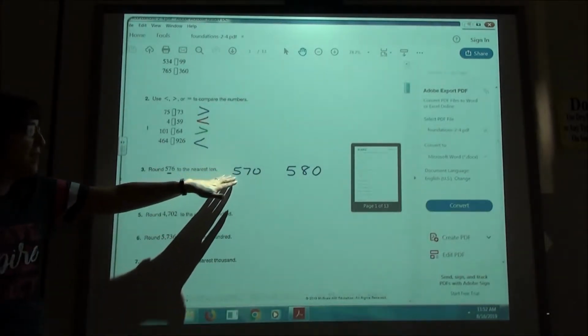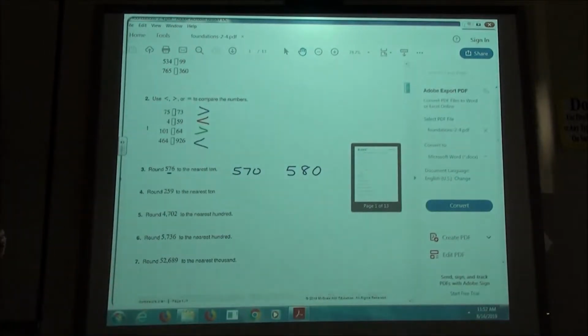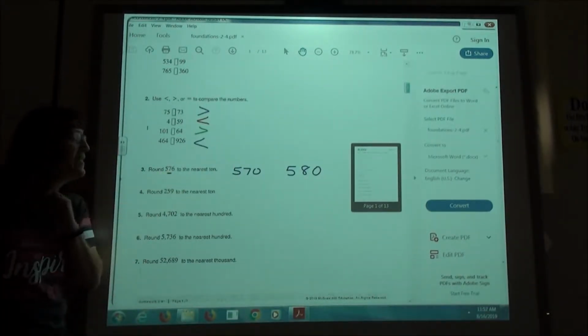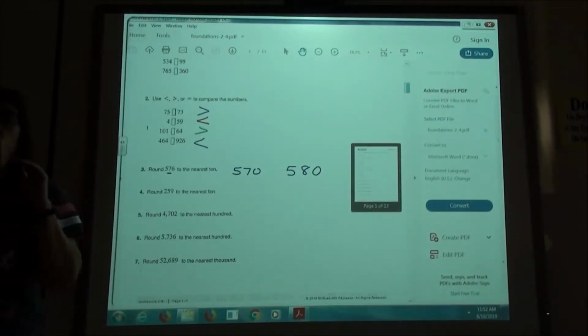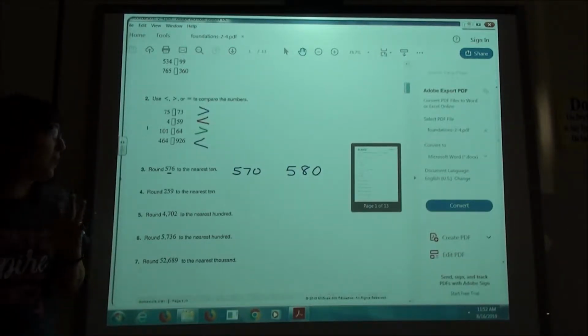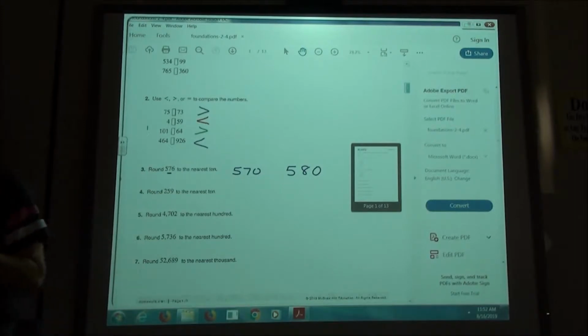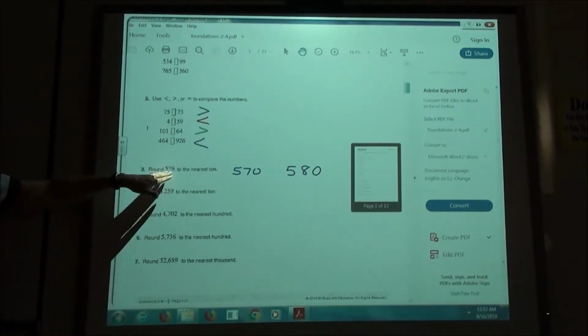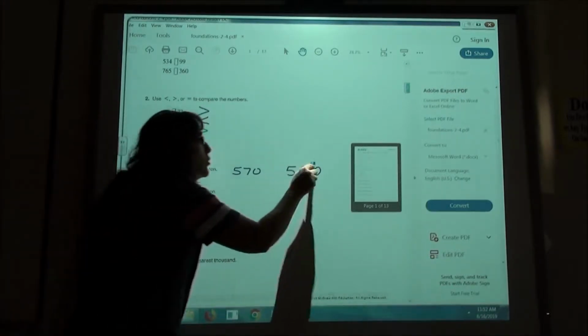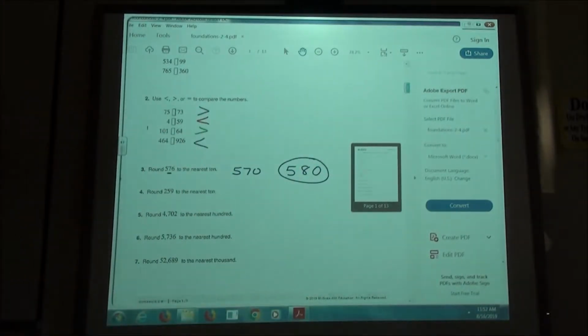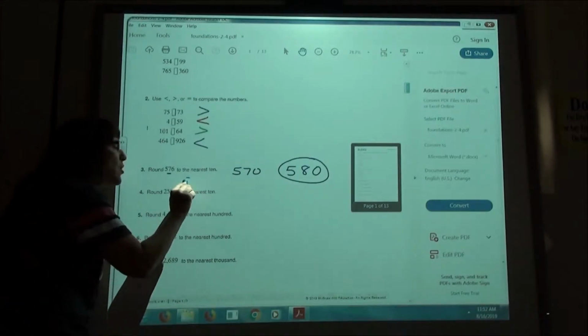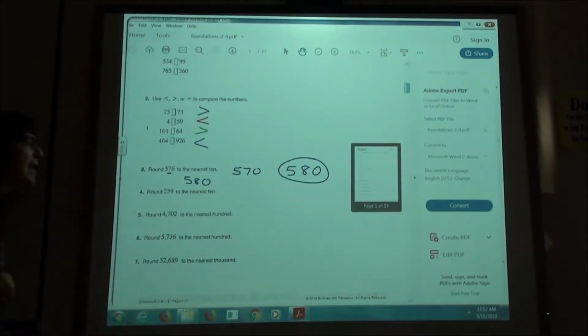Is it closer to 570 or should I round it up to 580? Well, when I'm rounding, I look at the number behind the tens place in this case. If the number is 4 or less, I leave it alone. I would leave the 7. If the number is 5 or higher, I round it up to the nearest 10. 576 is closer to 580 than it is to 570. So when I'm rounding that to the nearest 10, 580 would be my answer.